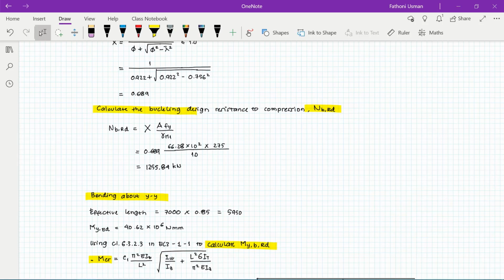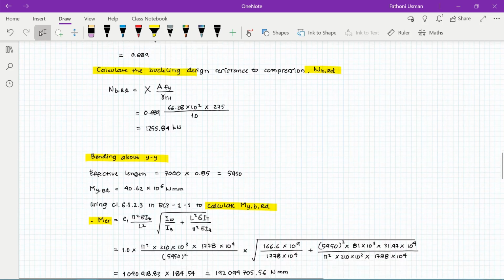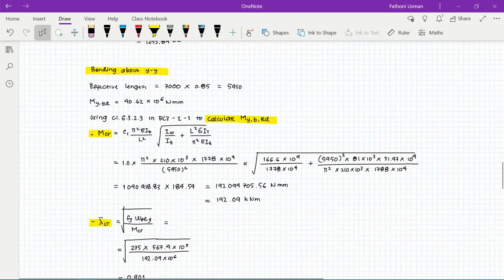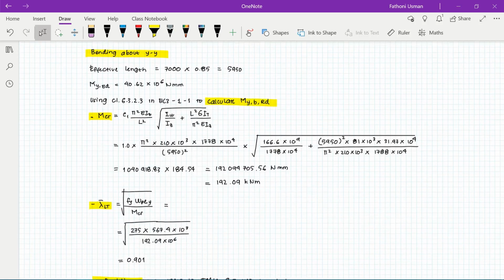So next step is to calculate the NbRd. So NbRd here is equal to the reduction factor chi times A fy over gamma M1. So we have here 1255.84 kilonewton.